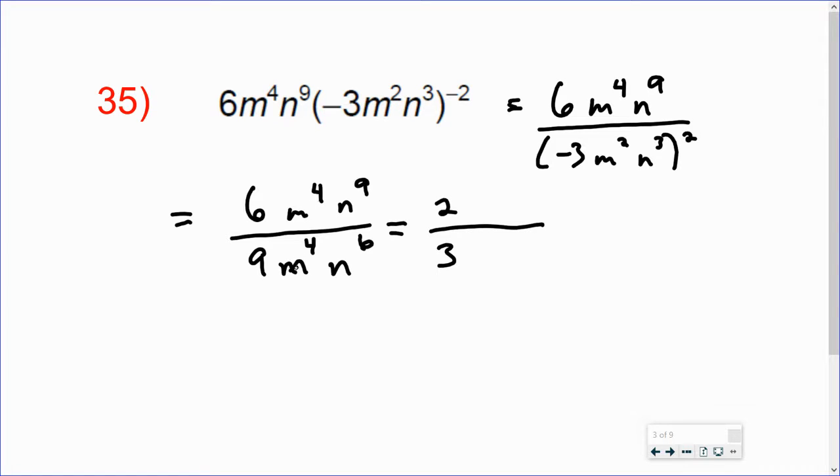M to the fourth divided by m to the fourth, that's 1. So I'm going to just mark those off. And where are there more n's? In the top or the bottom? Well, in the top, there are 3 more. So n to the third.